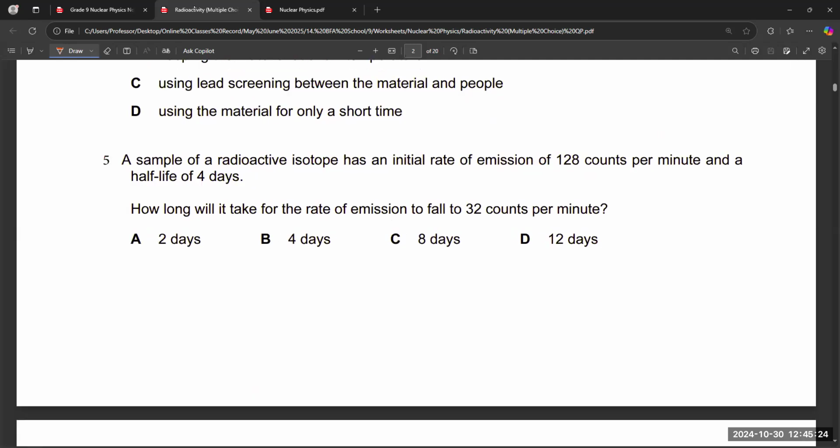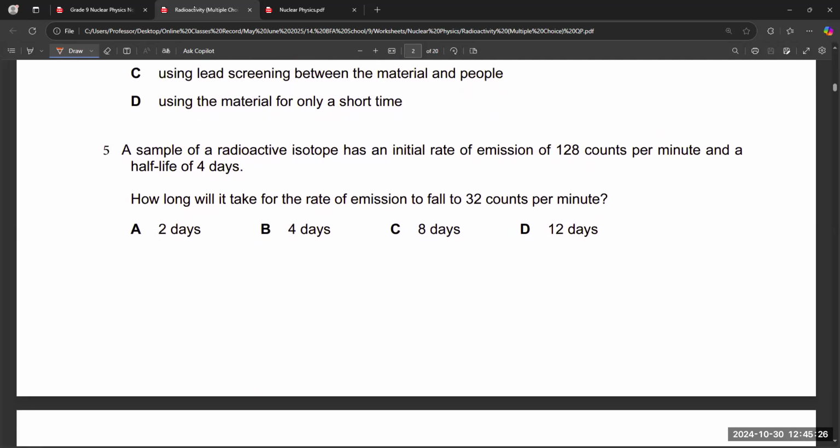Okay. Question number 5. Again, we have a sample of radioactive isotope with initial rate of emission. So it is already given in the question: the initial rate is 128 counts per minute, and a half-life of 4 days. So half-life is also given. How long will it take for the rate of emission to fall to 32 counts per minute? So now this is your target.